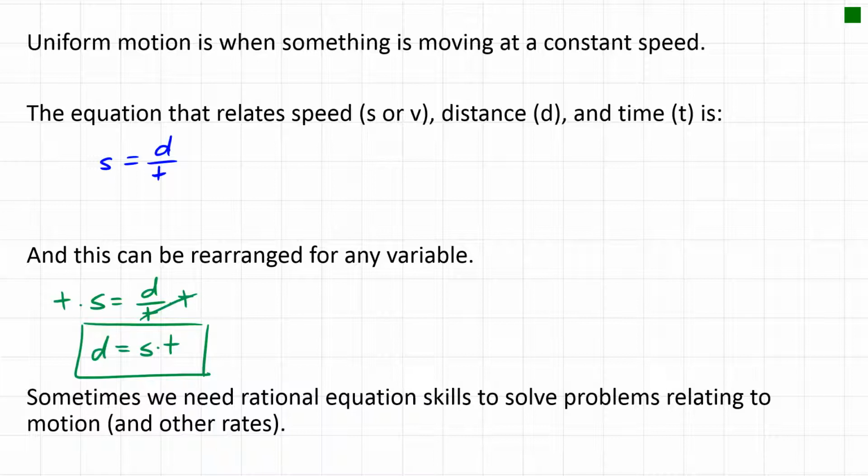Another rearrangement we can do is if we start from d is equal to s times t and divide each side by s, then we get an equation for t. The time is equal to distance divided by speed. And this is a really great equation when you need to know how long it will take you to get somewhere.